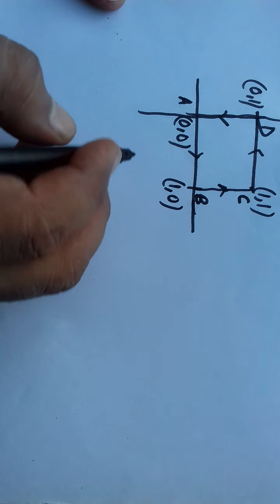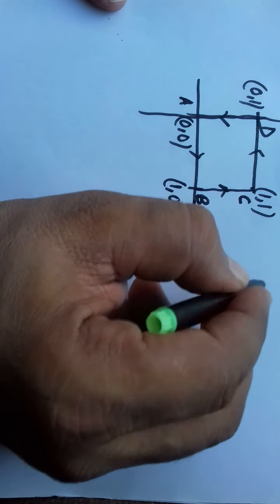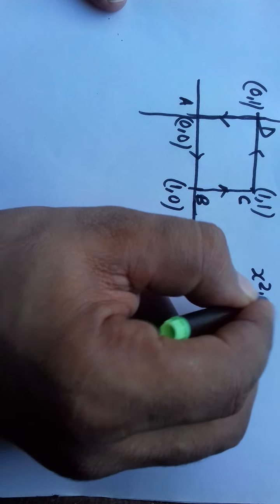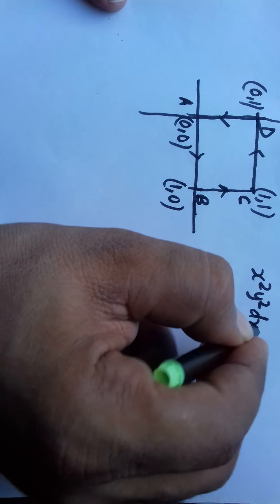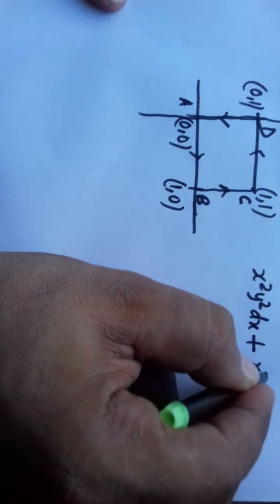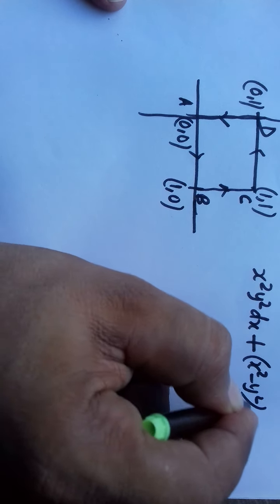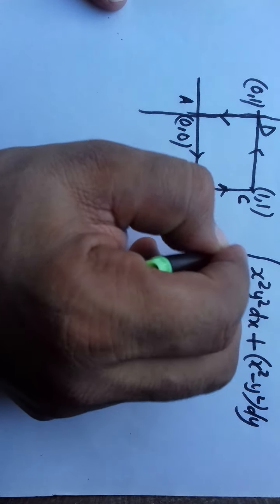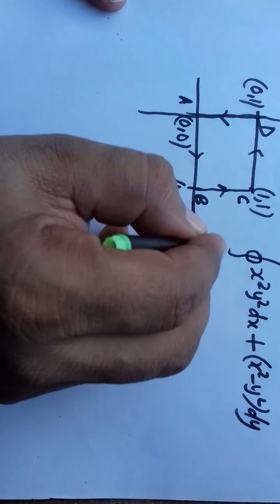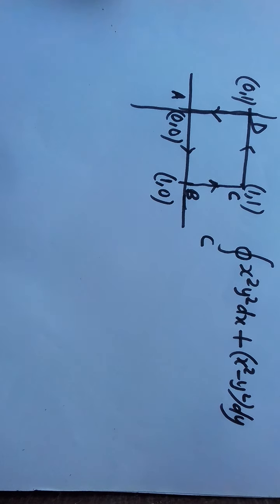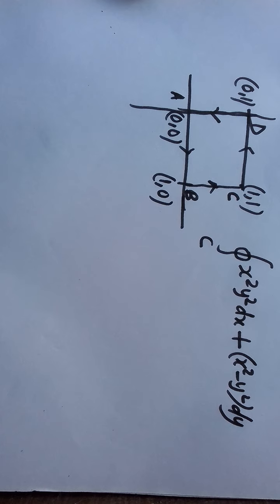The function inside the integral is x square y square dx plus x square minus y square dy. Let us work one by one.